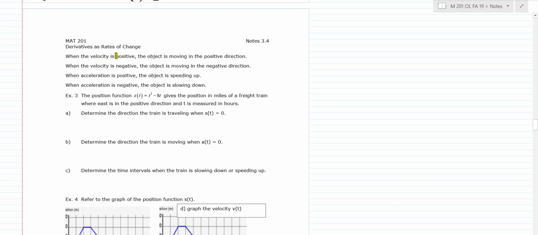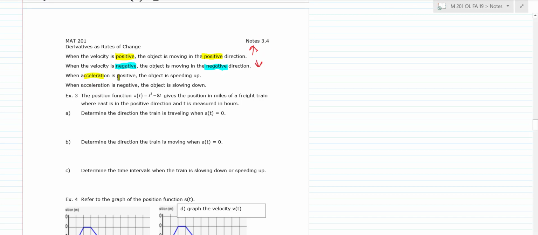When the velocity is positive, that just means the object is traveling in a positive direction. And you can be north, south, east, west. A lot of times we just define which way is going to be positive and negative. So you might think of north on that. And then if the velocity is negative, then we're going in the negative direction, which may be down south.